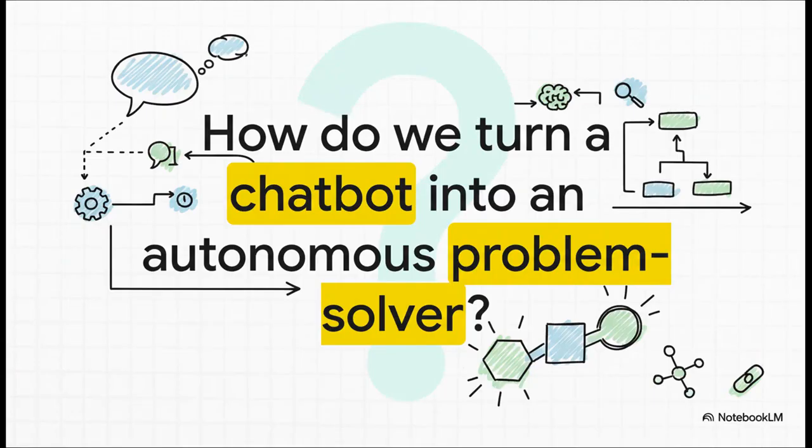And that's really the core question, isn't it? How do we take a large language model, which is great at talking, and turn it into something that can actually solve problems all by itself? Something that can plan, take action, and see a task through to the end. So let's break down what it actually takes to make that happen.